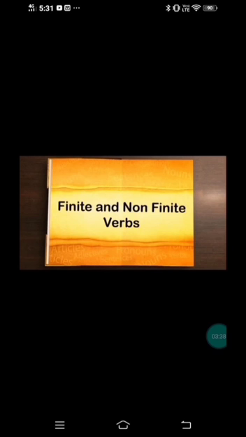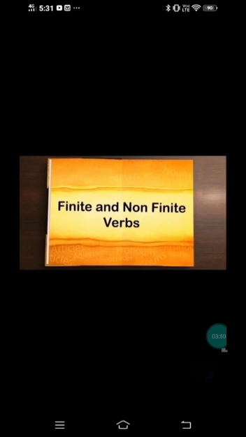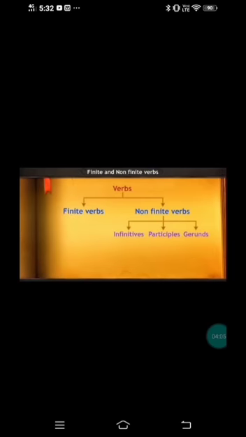And when the verb does not change its form according to the subject. Subject means the person and the number. So if the verb does not change its form according to the subject, then it is called a non-finite verb, children. Again, this non-finite verb is divided into three types. If you observe here, verbs are divided into two types, finite and non-finite verbs. Non-finite verbs are divided into three types. First one is infinitives, then participles, gerunds.